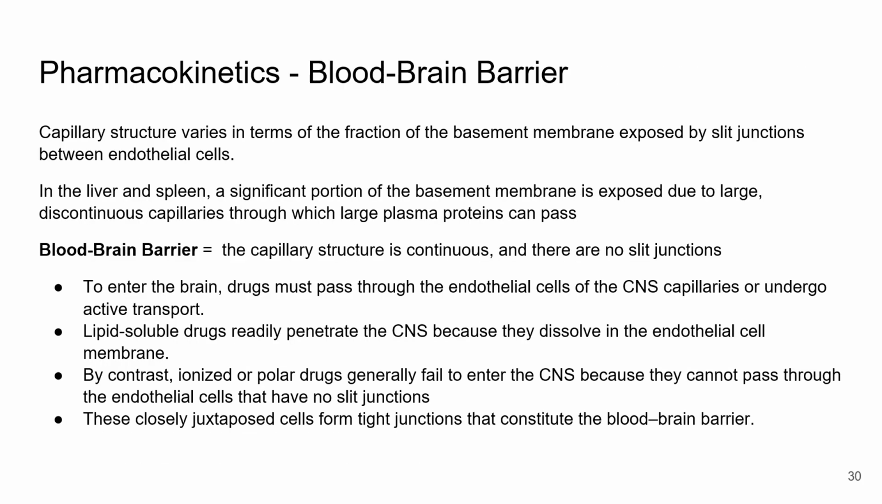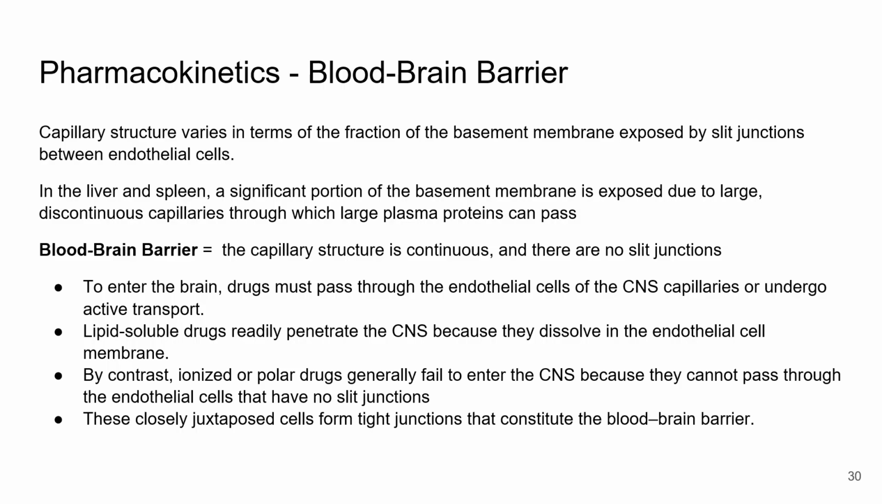So this slide explains the blood-brain barrier, which is a specialized feature in brain capillaries to protect the central nervous system. Capillary structure is going to vary throughout the body. So organs like liver and spleen, the capillaries are large and discontinuous. So their exposed basement membrane has these slit junctions, and these allow large molecules and plasma proteins to pass freely between the blood and the tissue.